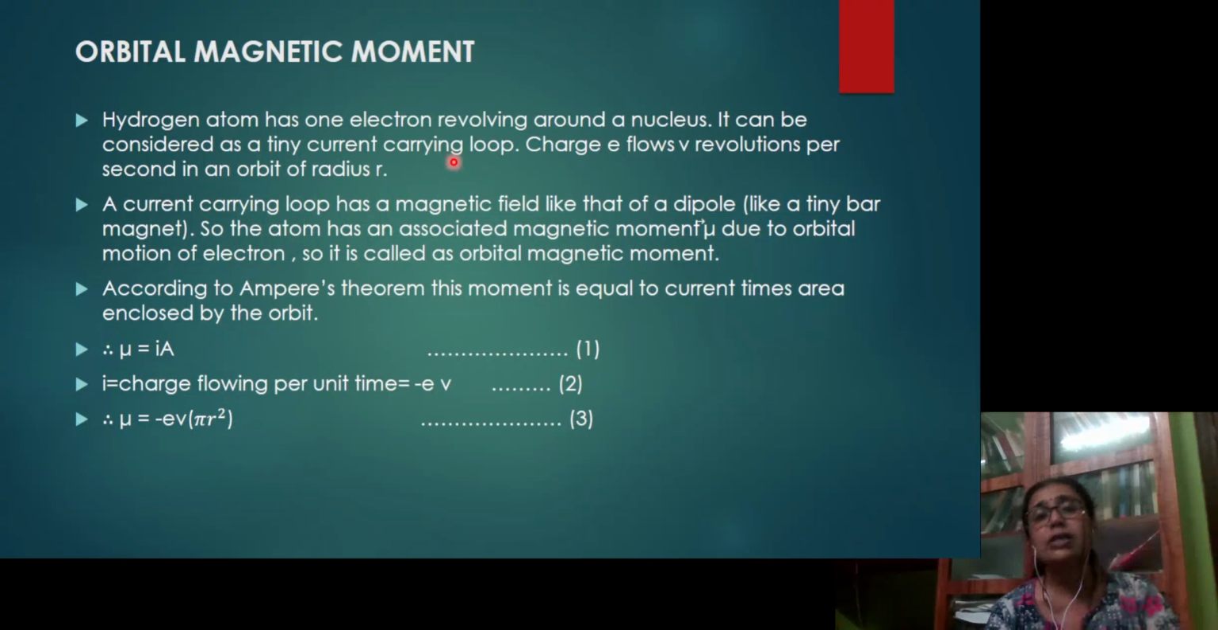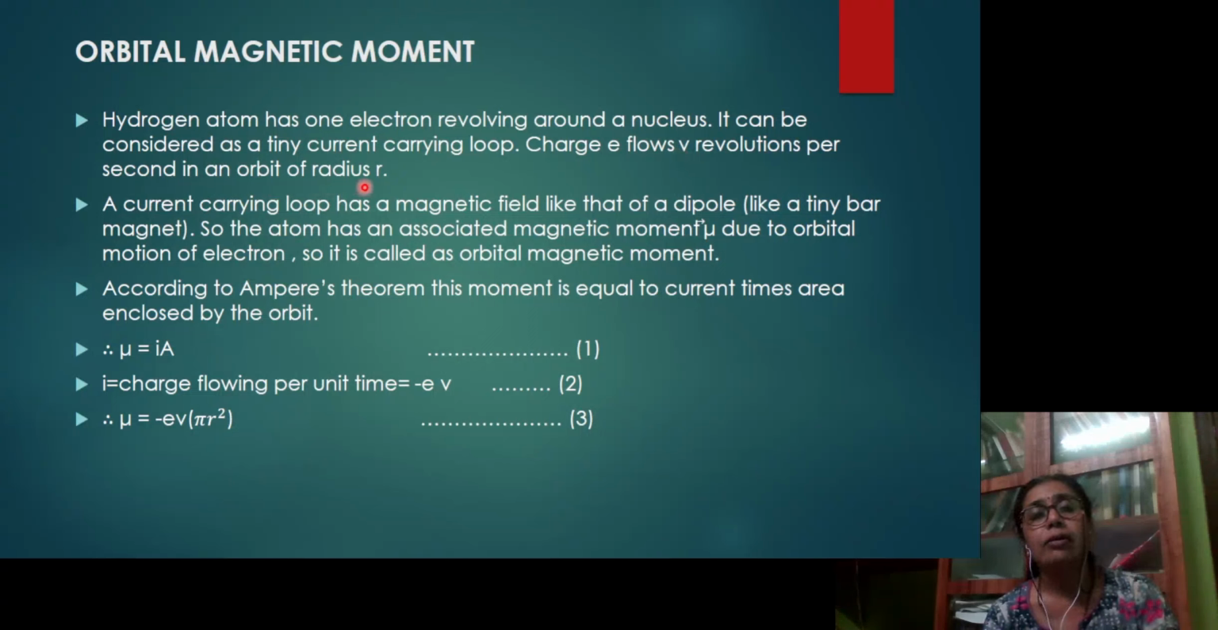It is because it is the charge which is flowing, and charge per unit time is nothing but current. So here the electronic charge, that is charge e, is flowing with frequency nu. It flows nu revolutions per second, which means its frequency is nu. Let's remember that this is the Greek letter nu, though it looks like v. And what is the radius of the orbit? It is r.